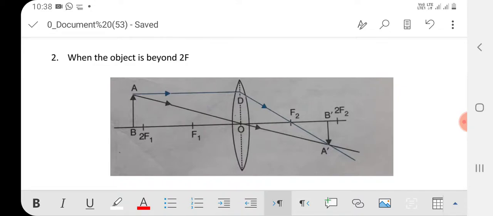Very important thing in drawing this ray diagram is that the distance between O and F1 and F1 to 2F1 should be the same. So preferably you take the distance as 4 centimeter while constructing the ray diagram, 4 or 4.5 centimeter. So OF1, if it is 4 centimeter, then OF1 to 2F1 will be 8 centimeter. Same thing you have to do for the right side.